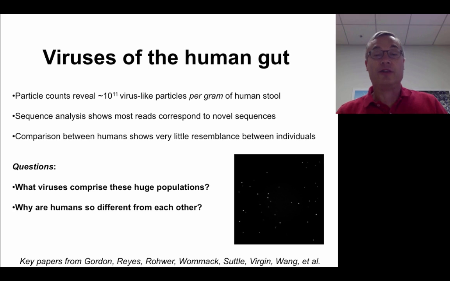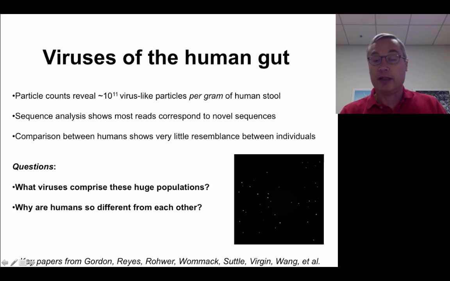So if you sequence some phage from a human, for example, typically what you'll see are sequences that don't closely resemble any sequences that you've seen before. And then, again, because of these gigantic population sizes, if you sample several different humans, you get several different communities that show very little resemblance between individuals. So the kinds of things we want to try to figure out: what viruses comprise these huge populations, what's the basis of this interpersonal difference, and how are these communities evolving and changing over time.